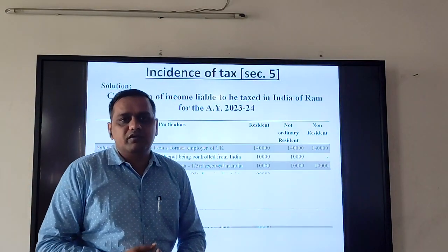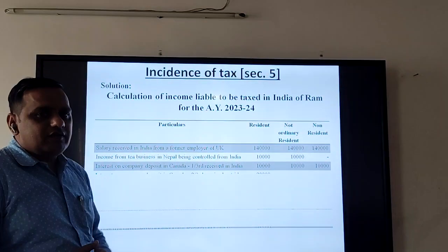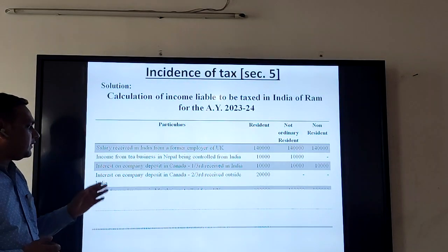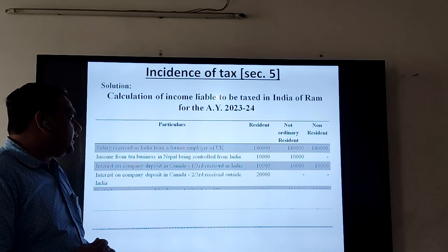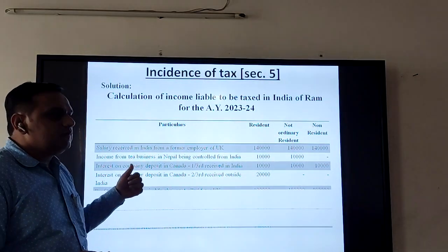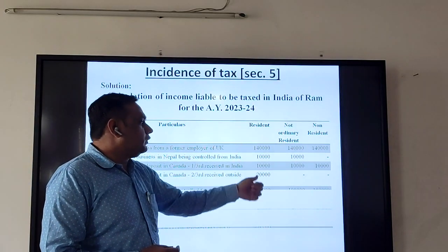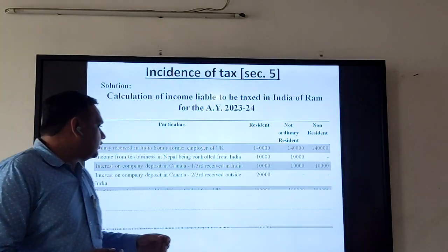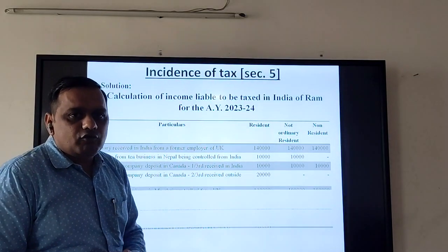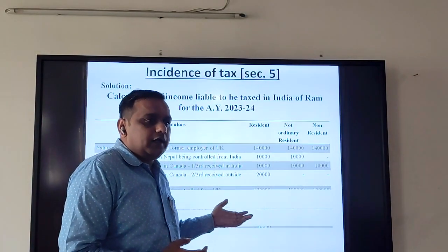So 10,000 rupees are taxable for each of the residential status, whereas the 2/3 part, that is interest on company deposit in Canada, received outside India. So it is foreign income category B, which is taxable only and only for residents, because the company deposit in Canada means the control and setup of the business was also in Canada, not in India.